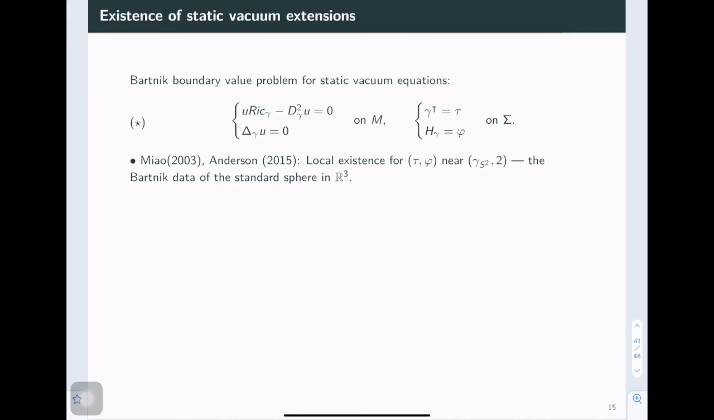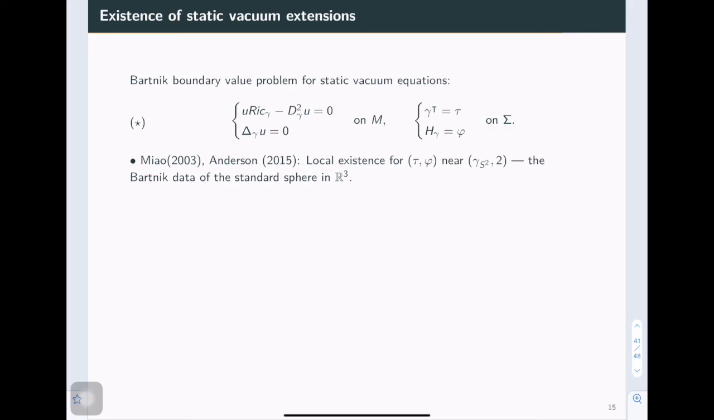Motivated by the Bartnik conjecture, we would like to study the Bartnik boundary value problem for static vacuum equations, where the bulk equations are the static vacuum equations and the Bartnik boundary conditions are imposed on the boundary surface sigma.